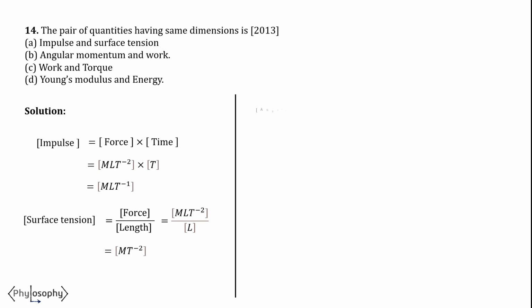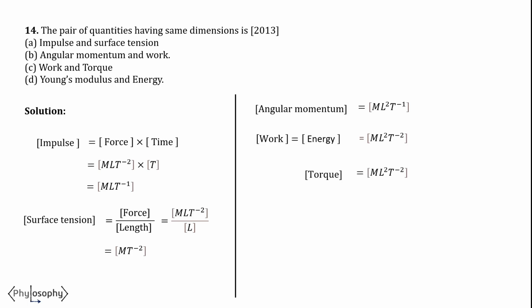The dimensional formula for angular momentum is m l square t inverse. Now work and energy have the same dimensional formula, which is m l square t to the power minus 2. And for torque, the dimensional formula is m l square t to the power minus 2. And for Young's modulus, it is m l inverse t to the power minus 2. Therefore, from all these dimensional formulas, we can say that torque and work have the same dimensional formula. Therefore, option C is the correct answer.